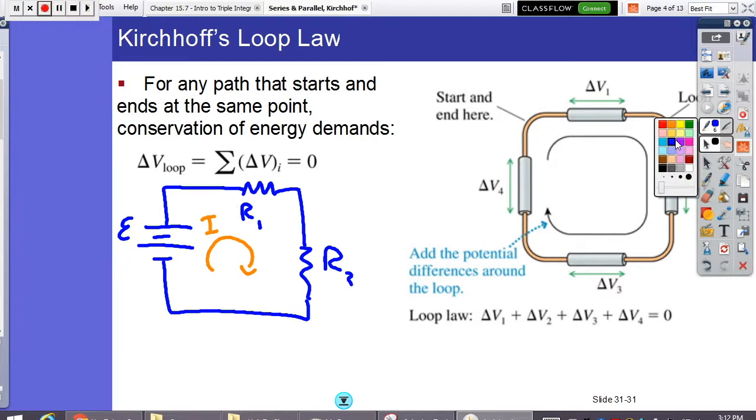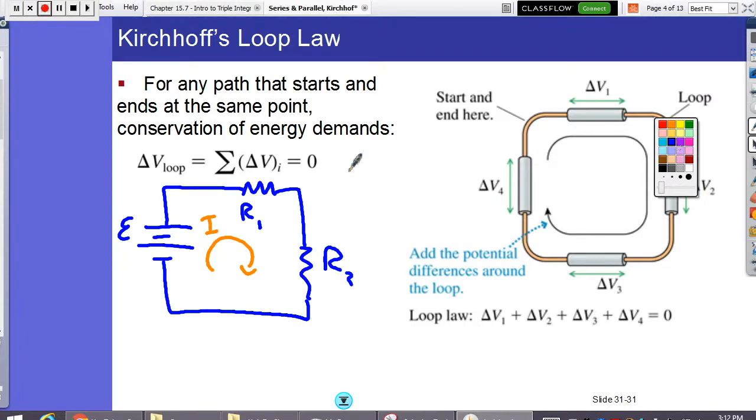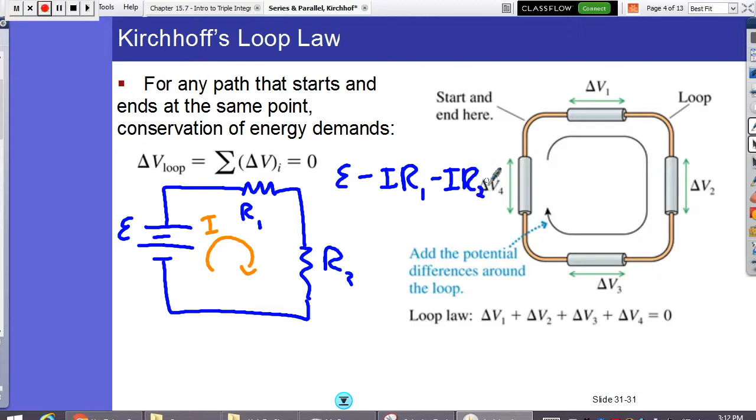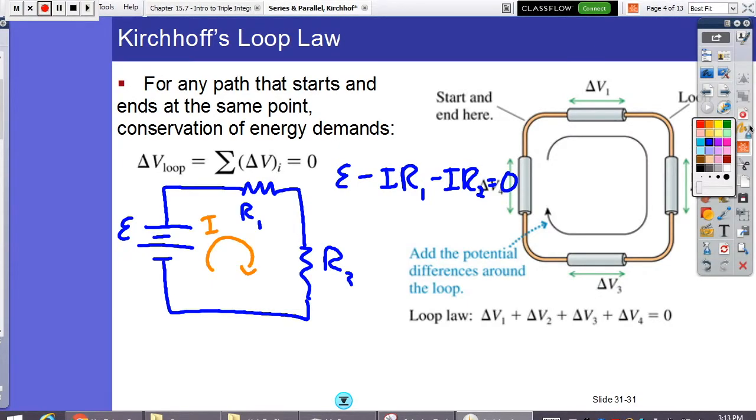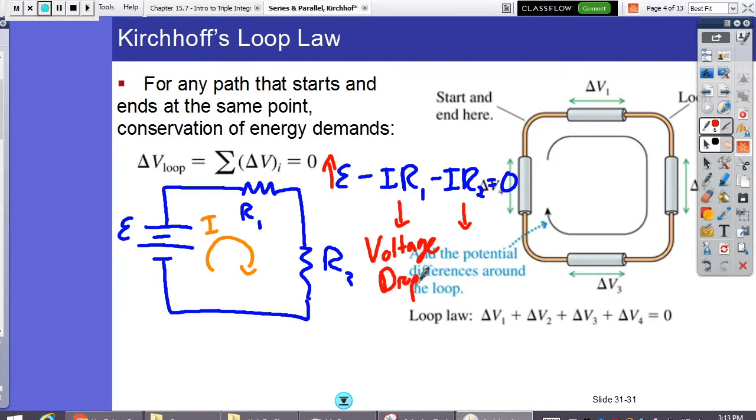that our loop law we would write as, assuming we're going in the same direction as current, plus E, the voltage from the battery, minus IR1 minus IR2 equals 0. That is, our battery is increasing our voltage, but our resistors are decreasing it. There's a voltage drop. This is what we refer to sometimes as the voltage drop, because the voltage is dropping.